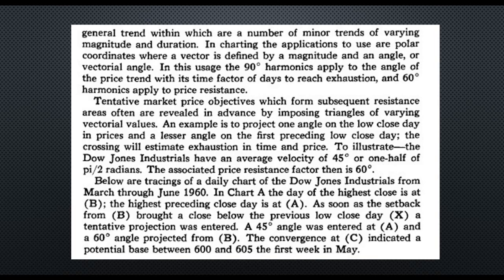Okay. Tentative price objectives, which form subsequent resistance areas, are often revealed in advance by imposing triangles of varying vectorial values. An example is to project one angle in the low close day in prices and lesser angle in the first preceding low close day. The crossing will estimate exhaustion in time and price. To illustrate, the Dow Jones Industrials have an average velocity of 45 degrees, or 1/2 of pi2 radians. The associated price resistance factor then is 60. Okay. Now we have to stop there, because we'd have to say, where does that 60 come from? You know how, you know where, think about it.